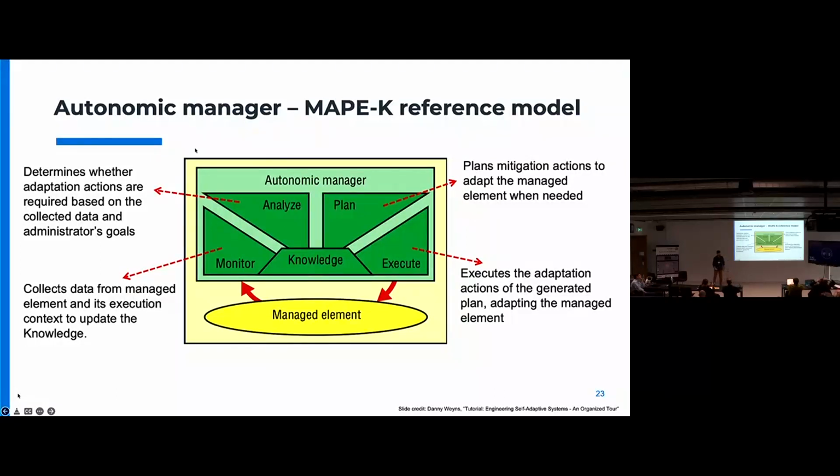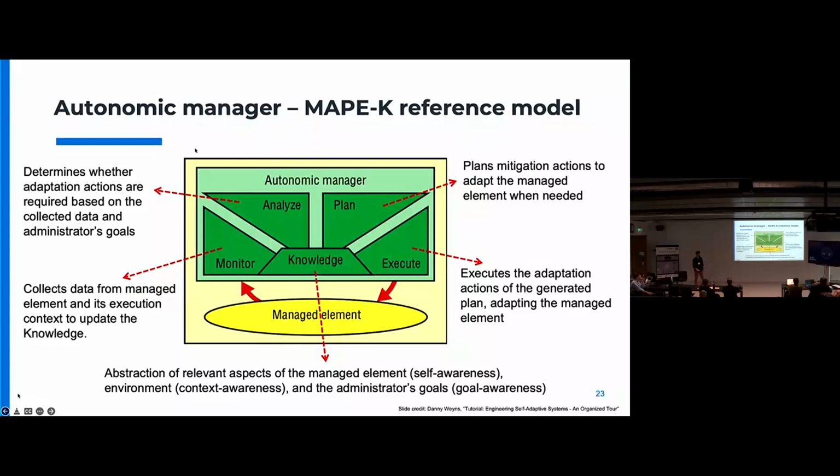And the most interesting part is actually not these phases, it's probably the K. This is nice because the K, the knowledge, is an abstraction of the relevant aspects of three things. The managed element: if you have an abstraction of the managed element of your system, this is typically what is called self-awareness, right? If you have an abstraction of the environment, of the context, this is typically what we call context awareness. And the goal awareness is the awareness of the goals of your system or of your administration.